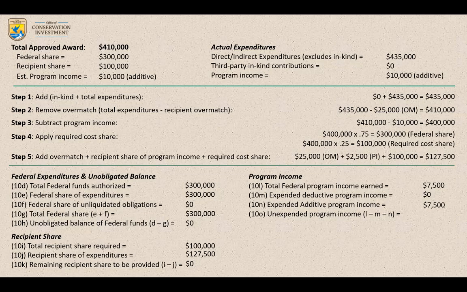Field 10O represents the unexpended federal program income. This amount is 0 and comes from subtracting lines 10M and 10N from line 10L.